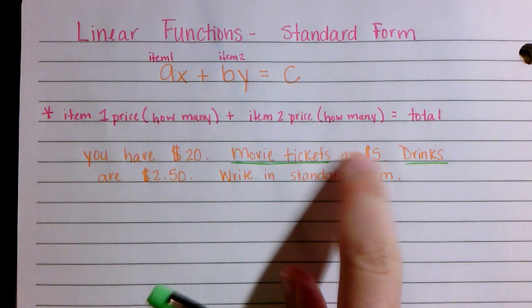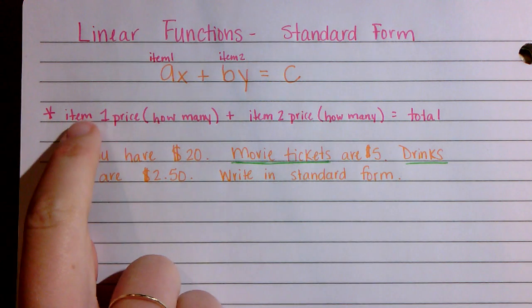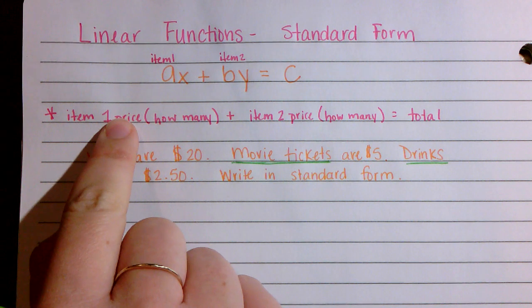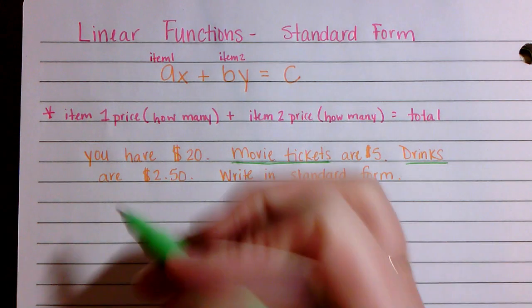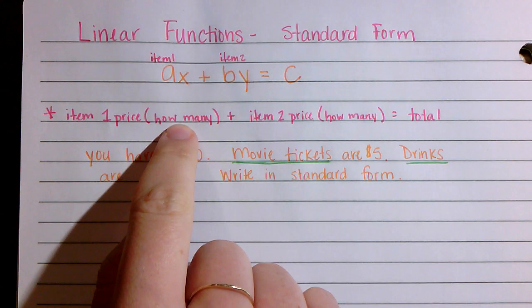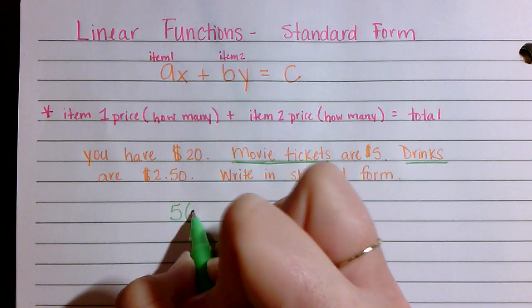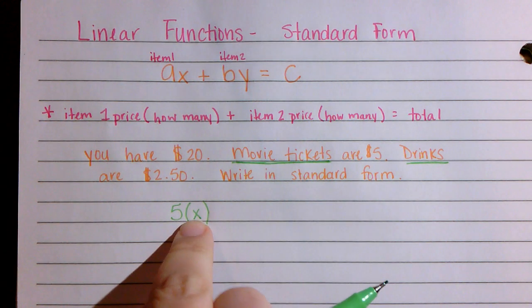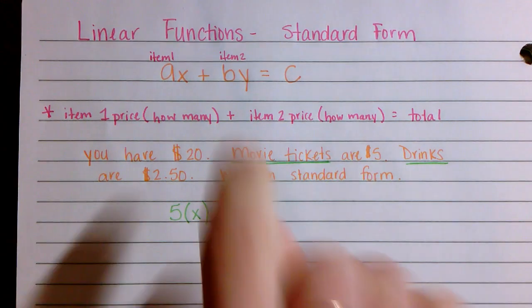So movie tickets are $5. Drinks are $2.50. So if it tells me up here how I need to write it, if I want movie tickets to be item one, I need to put item one's price first. That's going to be my A value. So what is item one's price? $5. And then I need to multiply it by X, or how many. I don't know. It didn't tell me how many tickets she bought. So we're just going to put X there. $5 for the movie tickets times however many movie tickets.